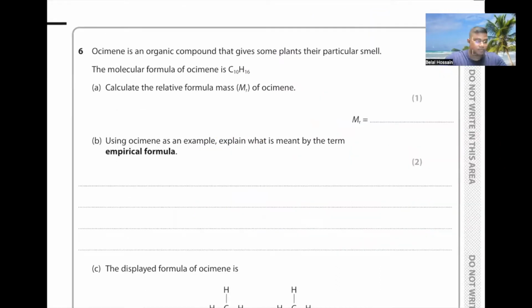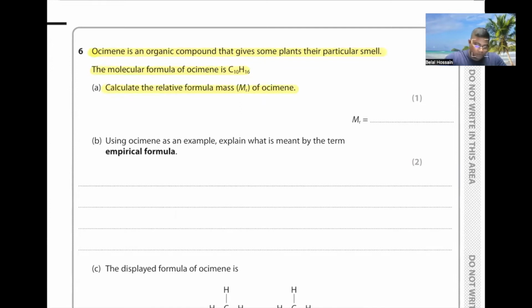You can play it from there. Question number 6. Ocimene is an organic compound that gives some plants their particular smell. The molecular formula of ocimene is C10H16. Calculate the relative formula mass of ocimene.